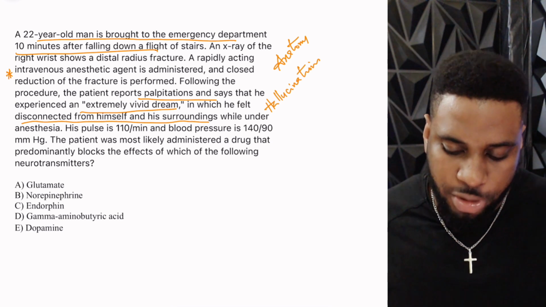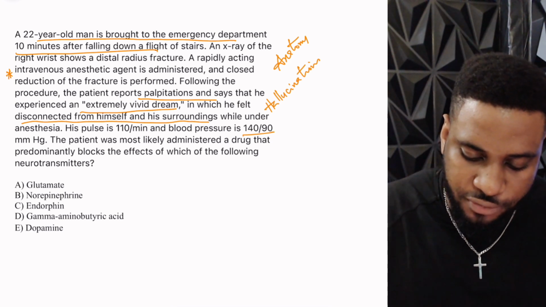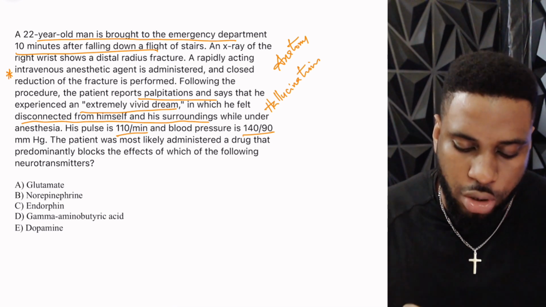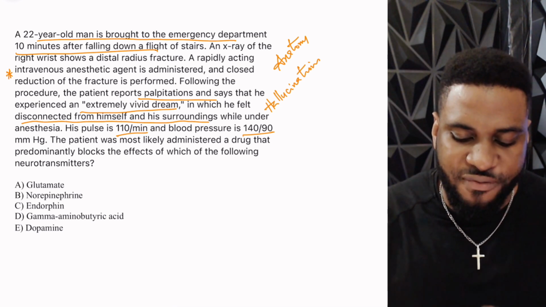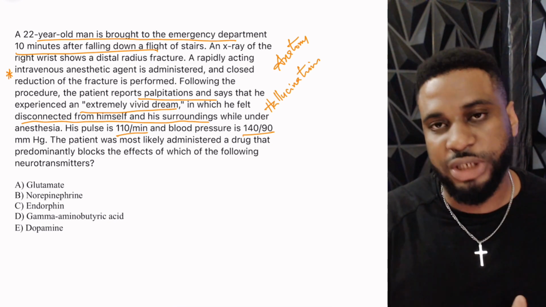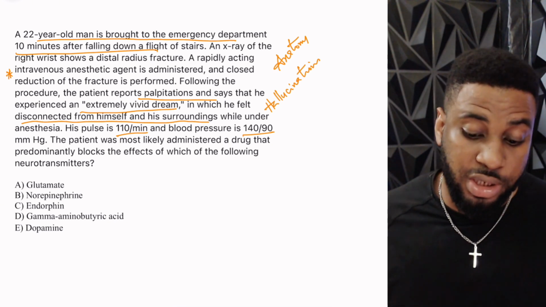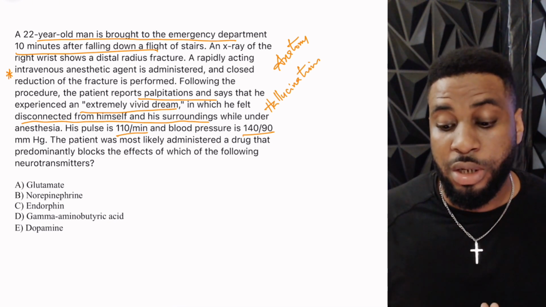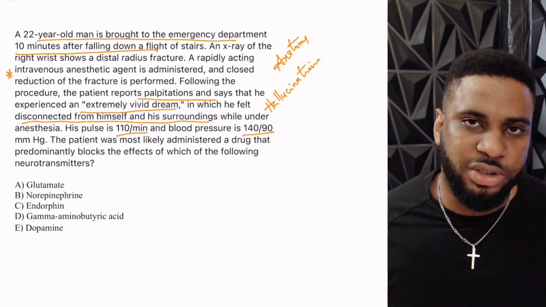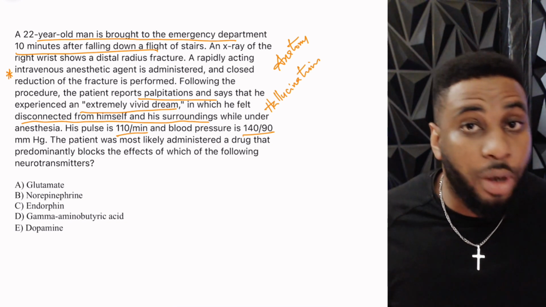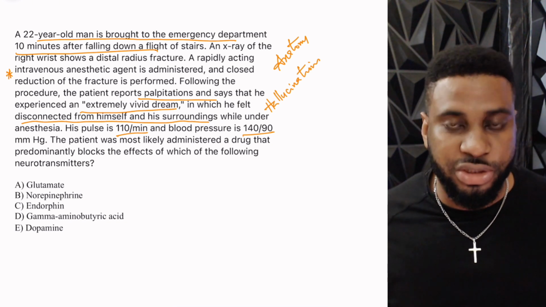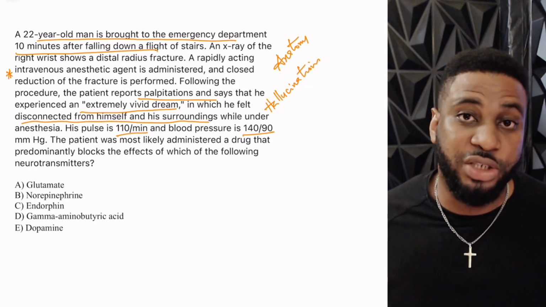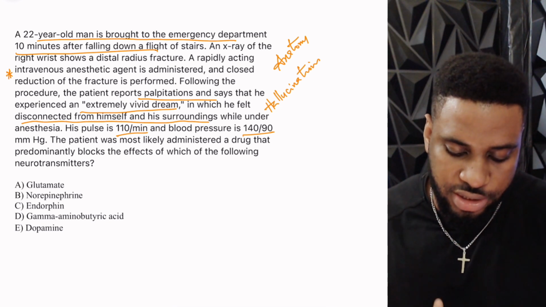His pulse is increased, and of course, blood pressure is elevated. The patient was most likely administered a drug that permanently blocks the effect of which of the following neurotransmitters? Here you see a question that starts out almost, okay, he fell, he fractured something. It looks like they're going to ask you an anatomical question. We are now talking about an anesthetic agent, and now they're asking you essentially for the mechanism of action of this anesthetic agent.